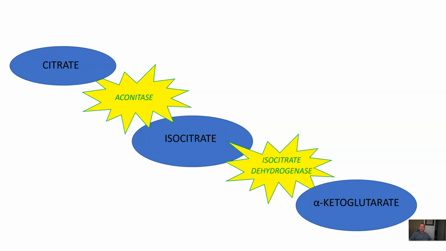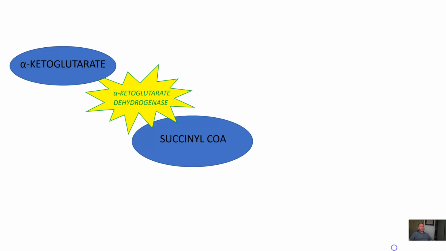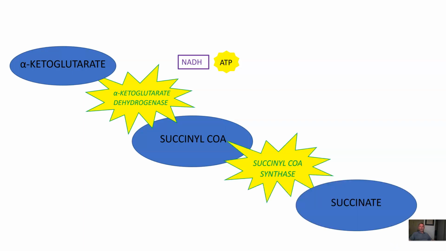Then we use the enzyme isocitrate dehydrogenase to create alpha-ketoglutarate. That process there creates an NADH, which indirectly will create ATP, which is what we're trying to get. Then we have the alpha-ketoglutarate, along with the enzyme alpha-ketoglutarate dehydrogenase, creates succinyl-CoA. That process there creates another NADH, which again indirectly creates ATP, which we're trying to get.